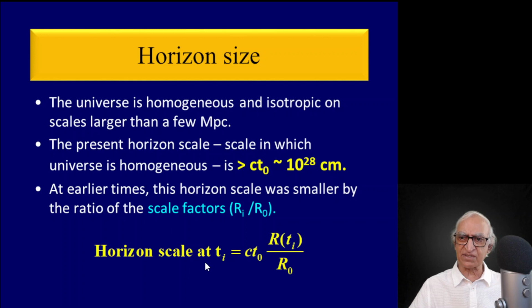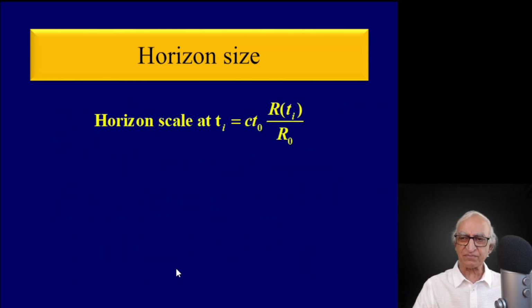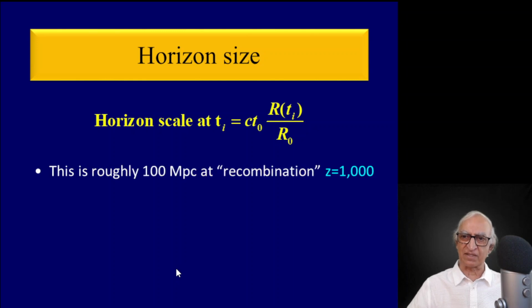Now that horizon scale at an earlier time Ti will be related to the horizon scale at present, c t naught, multiplied by the ratio of the scale factors. So the horizon scale will be smaller. Yes, of course it will be smaller. But as we shall see, not small enough. So there it is once again.